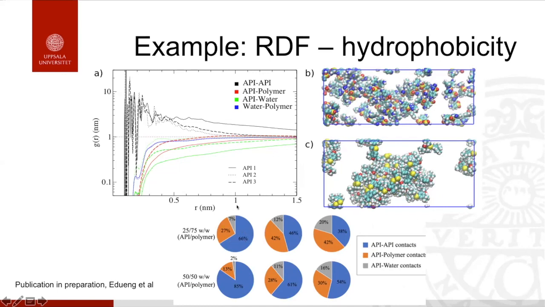And this is an example for these drugs 1, 2, and 3, these columns correspondingly, and how much more preferable are, let's say, interactions with itself than with water or polymer. And at the lower drug loading, you can see that drug 3 has approximately the same number of contacts with polymer and with itself, and quite a few with water. Whereas for the first one, with this aggregation, it's mostly with itself, and very few with water.